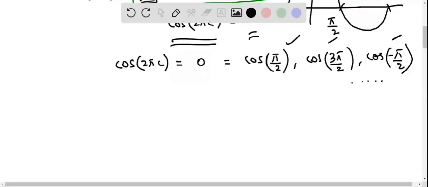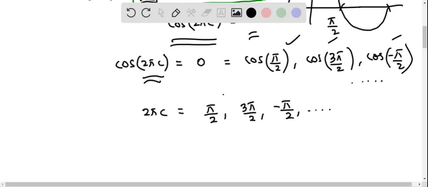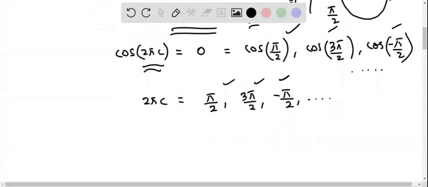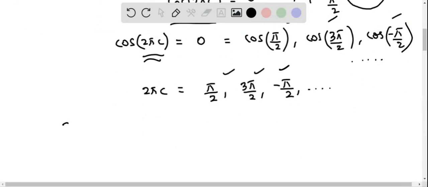So we can find 2 pi c. That is, 2 pi c equals either pi by 2, 3 pi by 2, or negative pi by 2, and so on. We are taking only these few values so that we can determine the exact value of c, which lies in the interval -1 to +1. So let's set up this equation. First, let's consider pi by 2. So 2 pi c equals pi by 2.